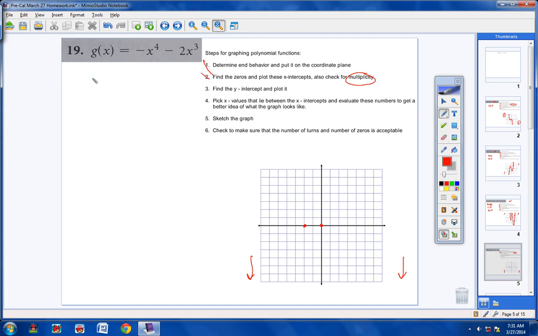Okay, well, that's easy enough. If I put a 0 in here for x, I get a negative 0. Put a 0 here, I get a negative 0. 0 minus 0 is 0. So my y-intercept is 0. That's already plotted for me. Moving on to number 4.